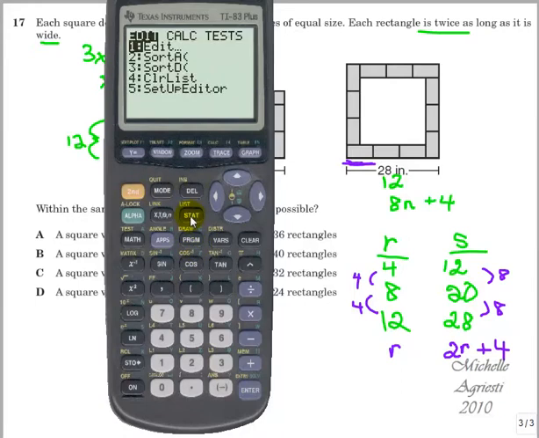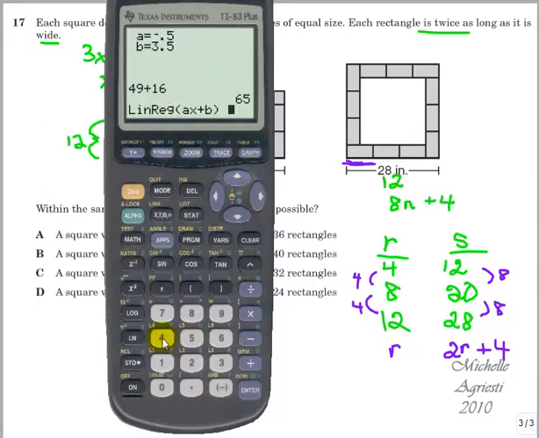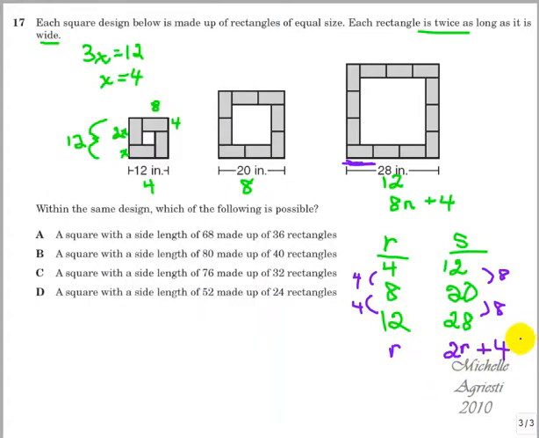We'll do a linear regression, so stat, and then I need calculate linear regression number 4. And I'm going to tell it what list to pick from. So I'm going to do second list and choose list 1, comma, second list, and list 2. And here we have 2x plus 4, which is the same thing we got here, 2r plus 4.